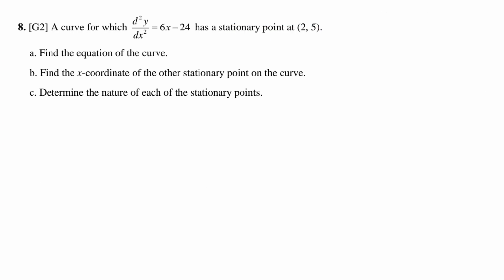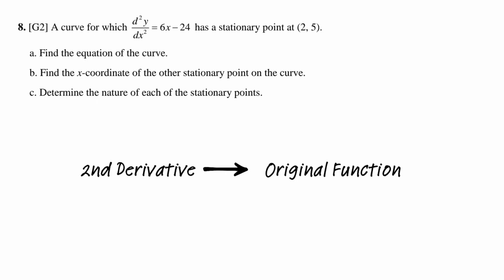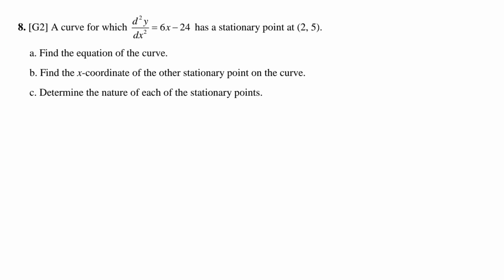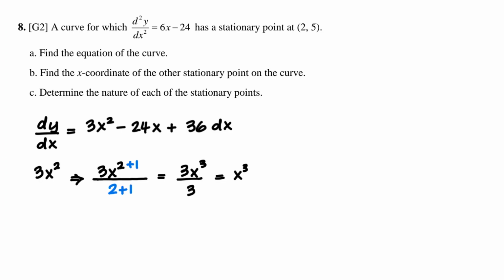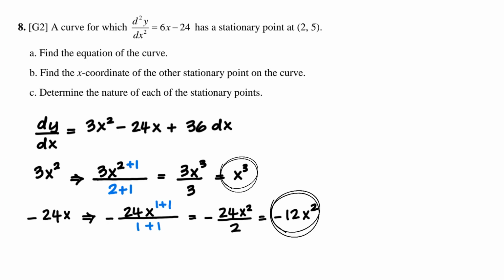Remember what we talked about at the beginning of this video? To go back from the second derivative to the original function, we are going to integrate twice. So, let's start our second integration. To find our original function y, we will integrate the function 3x squared minus 24x plus 36 dx. The integral of 3x squared is x cubed. The integral of negative 24x is negative 12x squared. And the integral of 36 is 36x.